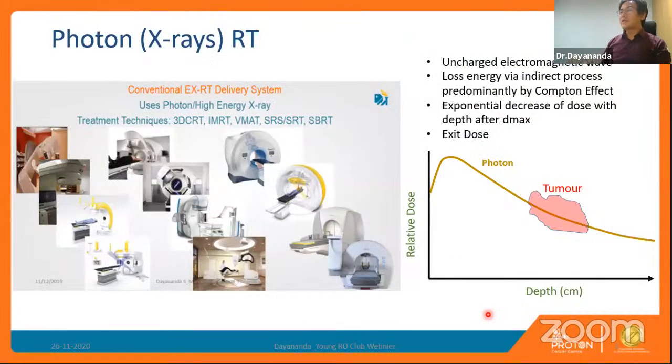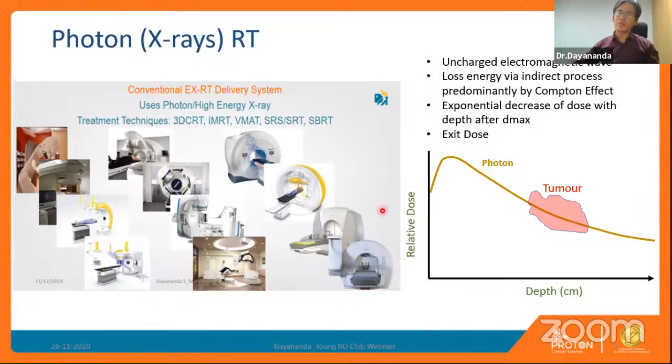Okay, to begin with, let me just try to recap photon radiation therapy. As all of us know, we have seen a tremendous development in external beam therapy utilizing X-rays or high energy X-rays or gamma radiations over the last few decades. And now we are able to deliver very highly conformal dose distributions to the target by employing various techniques, ranging from three-dimensional conformal radiation therapy to image-guided IMRT, VMAT, stereotactic radiosurgery, then stereotactic body radiation therapy, and so forth. And we are able to do this by using various beam delivery devices, which is shown in these pictures.